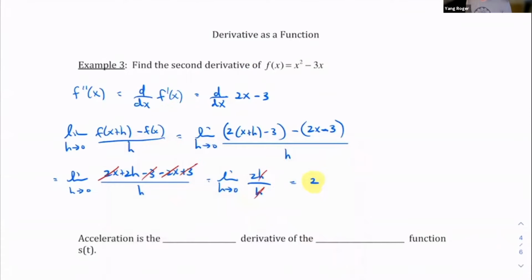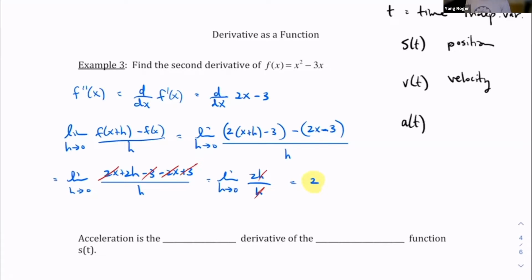A lot of times we have t equal to time, and this is the independent variable. So when we write something like s of t, that's the position function. When we write v of t, that's the velocity function. When we write a of t, that's the acceleration function.